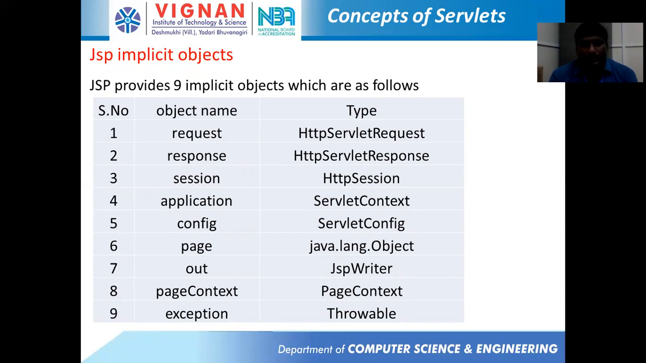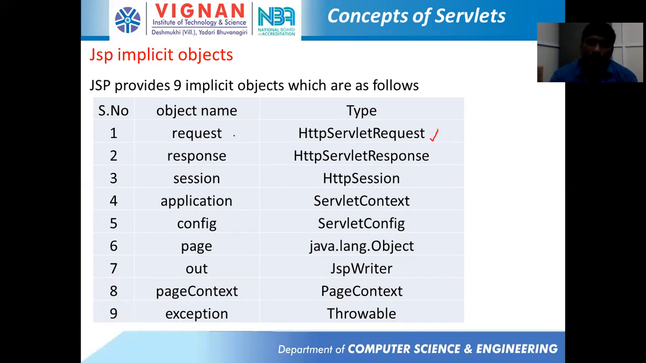During the translation phase of the JSP file to servlet, some predefined implicit objects are available in JSP. Those implicit objects are these nine, right? Nine implicit objects. I will tell you what their uses are. We already used these objects in servlets.